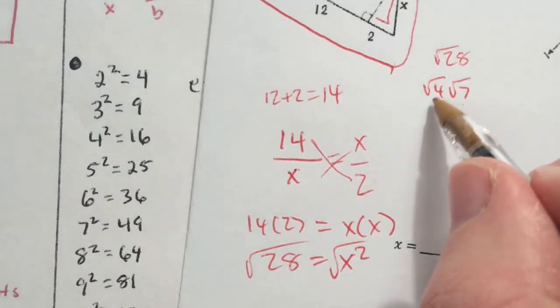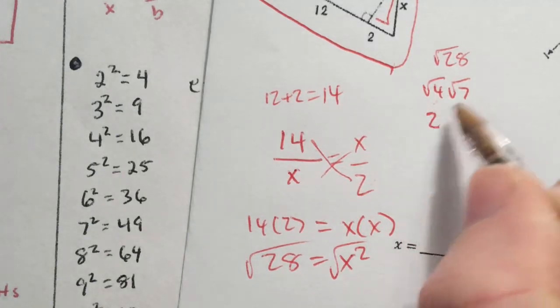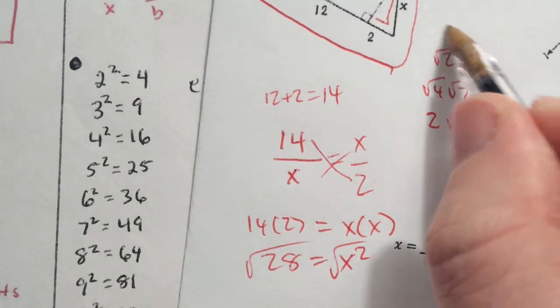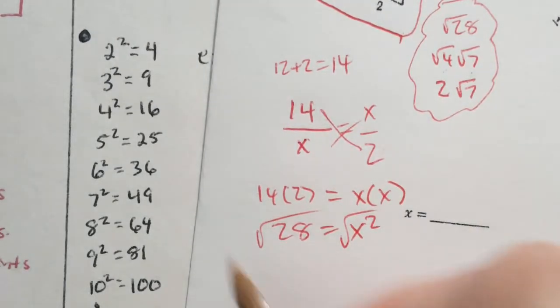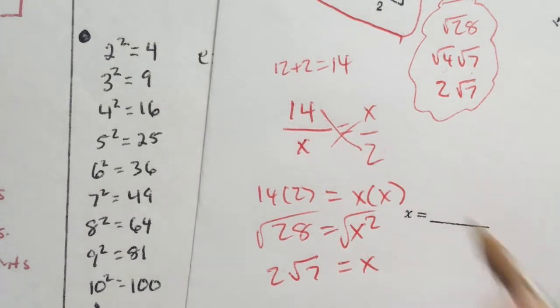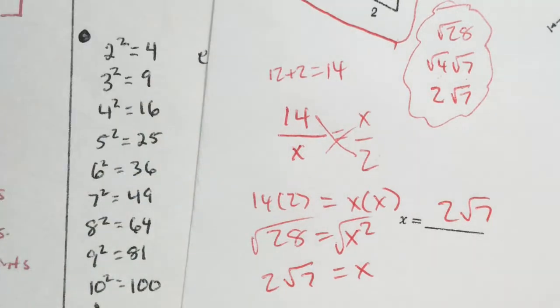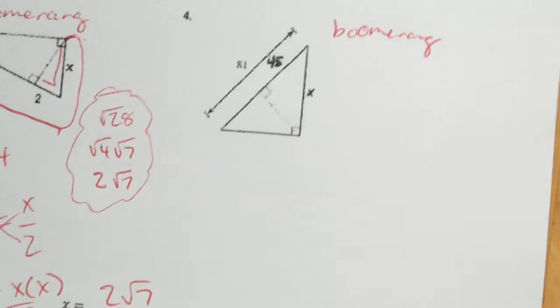And that's as far as I can go. What's the square root of 4? 2. And we're stuck with the square root of 7. So square root of 28 is really 2 square root of 7 equals x. And that's all I wanted. So 2 square root of 7 is our answer. Last problem. Okay, so our last problem here.